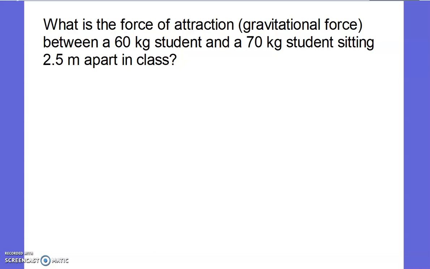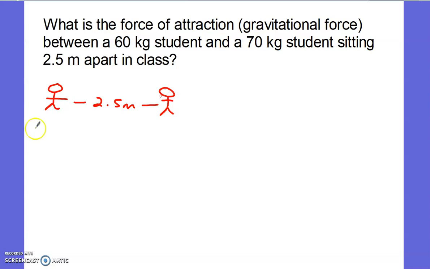In this gravitational force problem, we want to know what is the force of attraction, or gravitational force, between a 60 kilogram student and a 70 kilogram student sitting 2.5 meters apart in class. And so we have our two students. They're 2.5 meters away from each other. We want to know how attracted one is to the other.